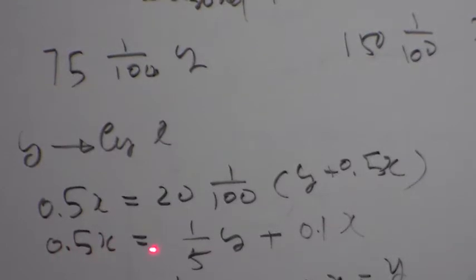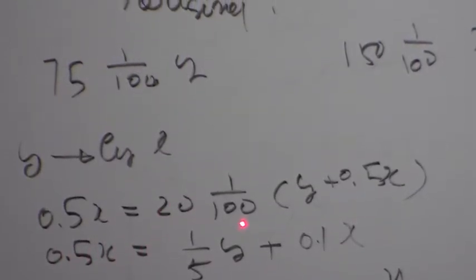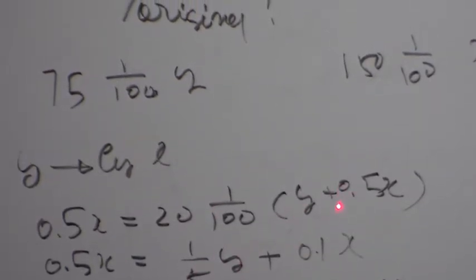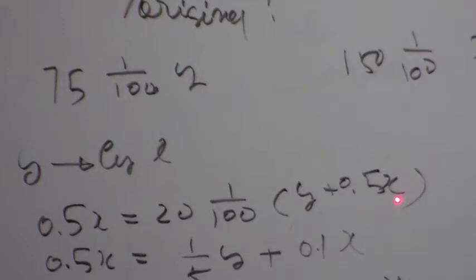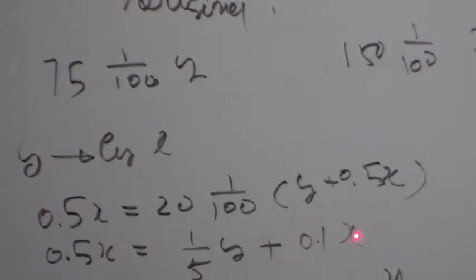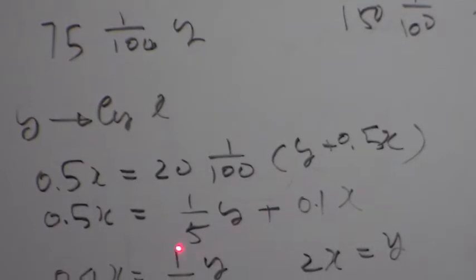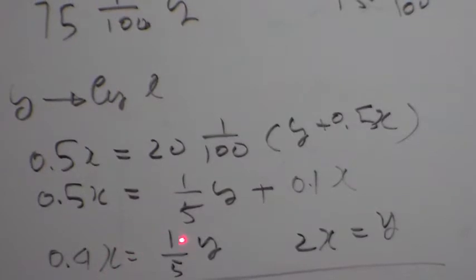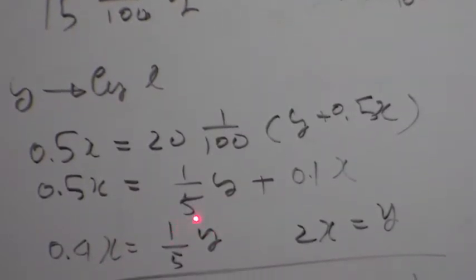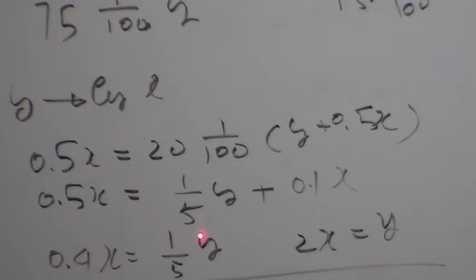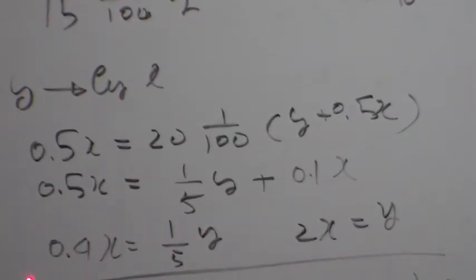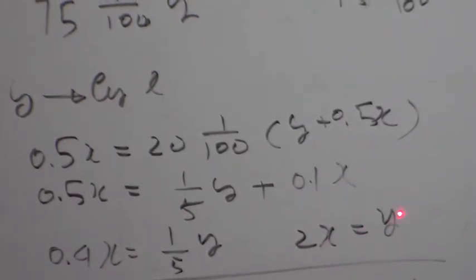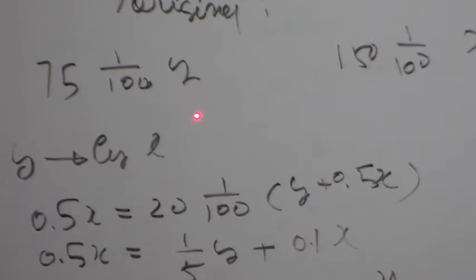So once you figure it out, 0.5x equals 1 over 5 times (y plus 0.5x). So 1 over 5y plus 1 over 5 times 0.5x is 0.1x, right? Distribution. Then we're going to move this part over there, so 0.4x is 1 over 5y. From there, we're going to times 5 on each side. So that's going to be 2x, and this is going to be y. So y is 2x. Then we're going to plug this number in.